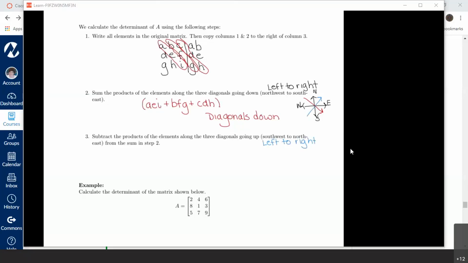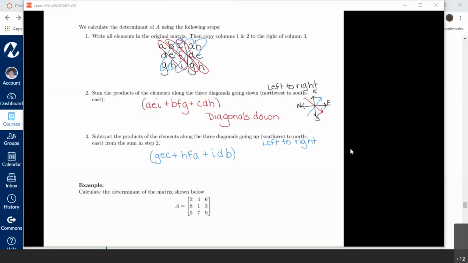All right, and on my picture over here, those are going to be GEC, HFA, and IBB. Okay, so I'm going to write those here. So those are the diagonals going from left to right, but going up.